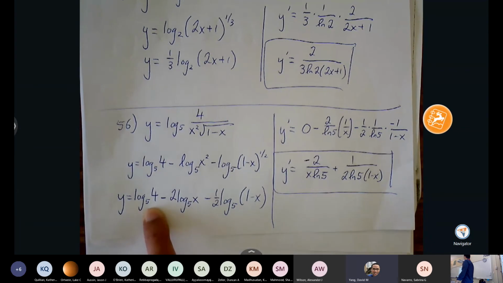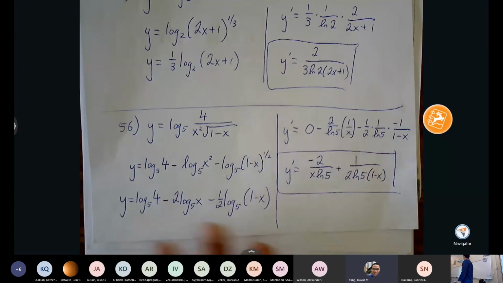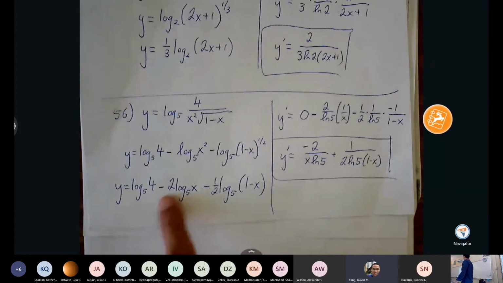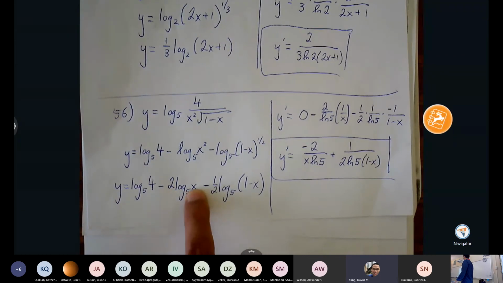Now I should have an easier time with each of these derivatives. Now, what do you notice about log base 5 of 4? What is that? Zero. That's just a number, right? So a number's derivative is always going to be 0. So that's just going to go away. Okay. Coefficient, convert it to natural log, u prime over u.